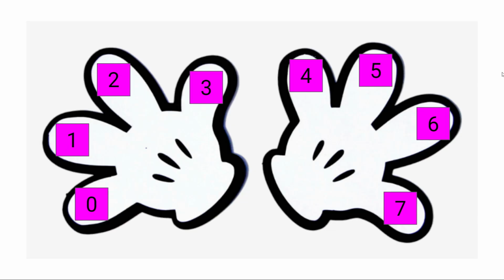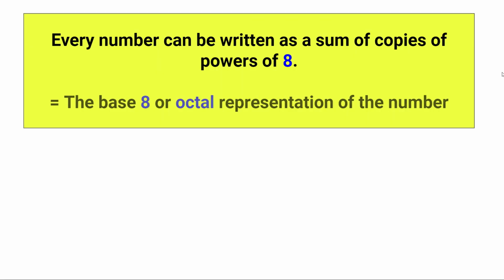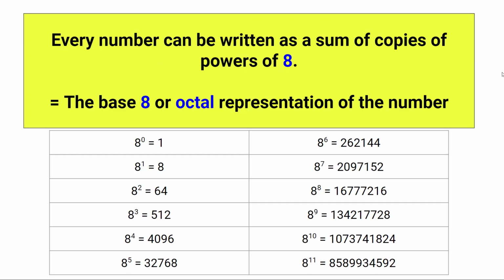So just as it's possible to write any number as a sum of copies of powers of 2 or 10, we can write any number, and remember this means non-negative integer for now, as a sum of copies of powers of 8. When we do this, we are using the base 8 or octal representation of that number. Here are the powers of 8 from 0 through 11 for reference. If some of these look familiar, remember that 8 is a power of 2, and so all of these are also powers of 2, which we saw last time.